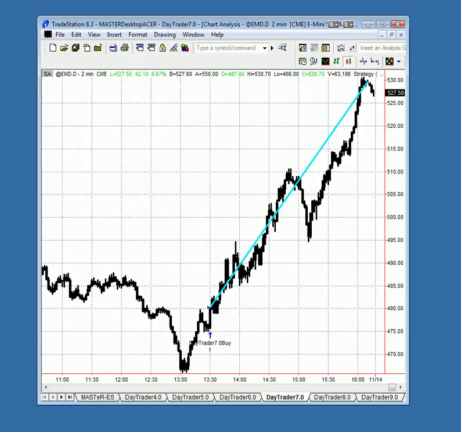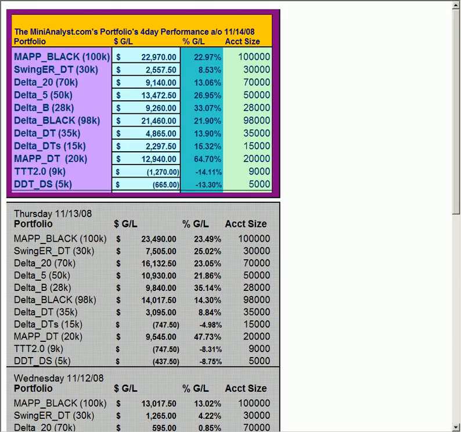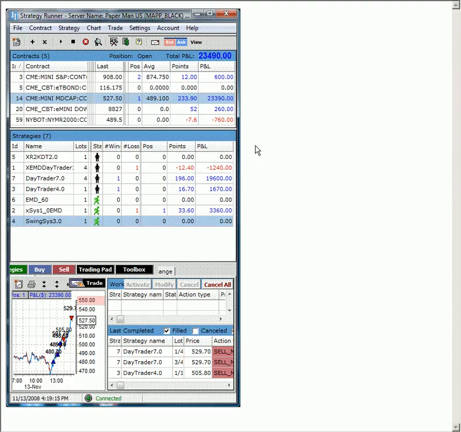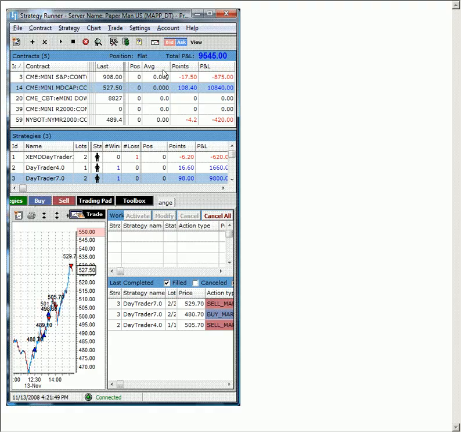Actually, 80% of our gains yesterday were made from that system. $24,000 gain for the Matte Black yesterday. Very impressive day. When you look at it, $19,600 of it came from the Day Trader 7.0. Now this is our original Matte Black, and this is our original Map DT. Map DT gains $9,545 yesterday, for an astounding 47%. Again, a large part of that due to just one system, which is why it pays so well to be diversified.